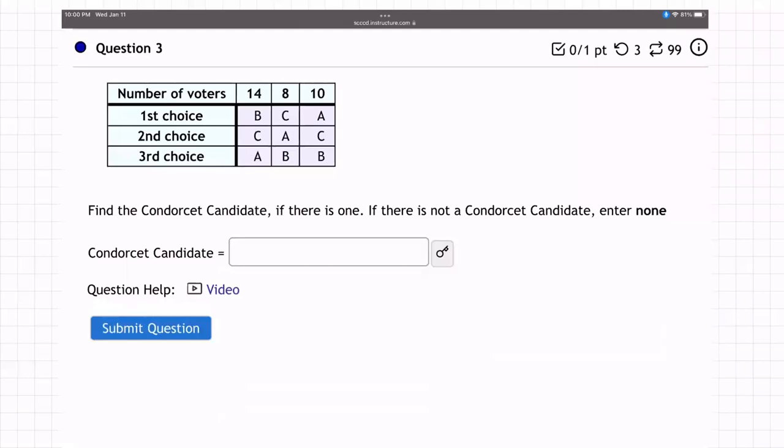Okay, on this problem, it's asking us to find the Condorcet, it's a French word, you say Condorcet candidate, if there is one. If there is not a Condorcet candidate, enter none. Okay, so what are we talking about?